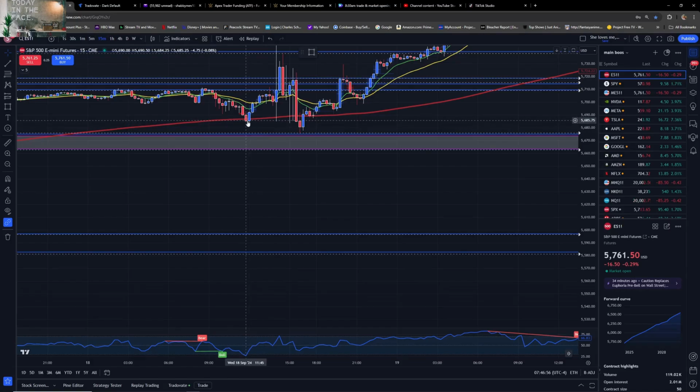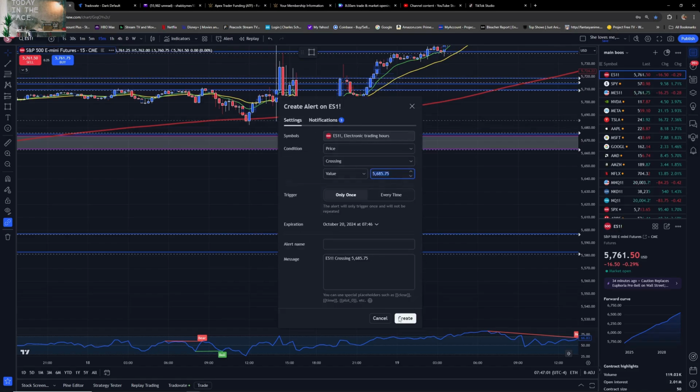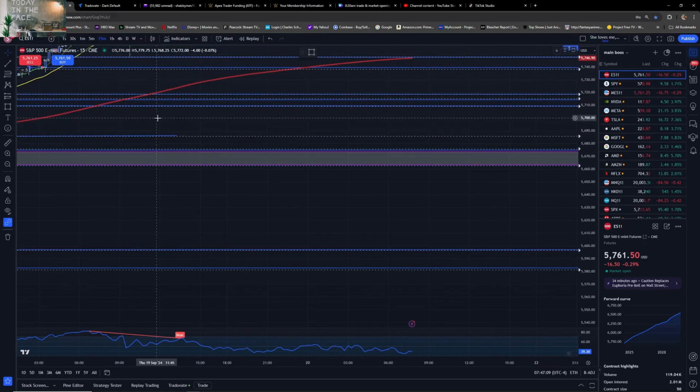So support and resistance. Let's add another support and resistance line for the 15-minute right here for the smallest time frames. And yes, I will add these on each time frame so that we can have some macro adjustments that are made as time goes on.